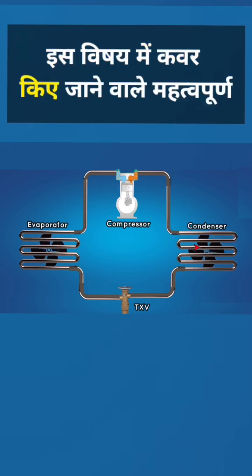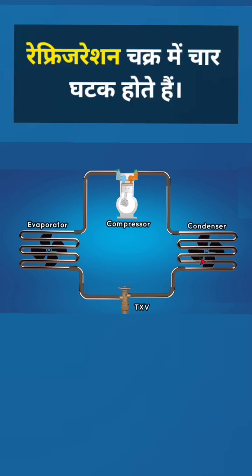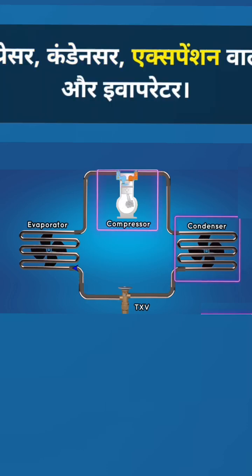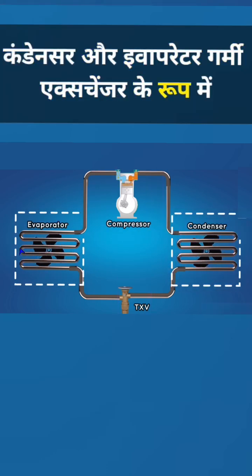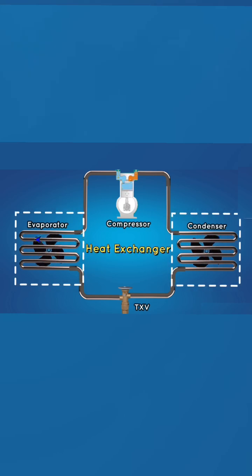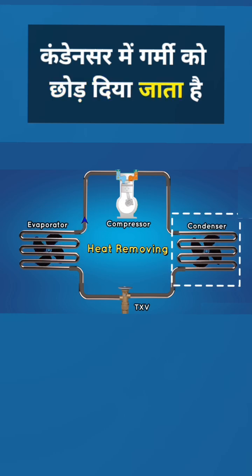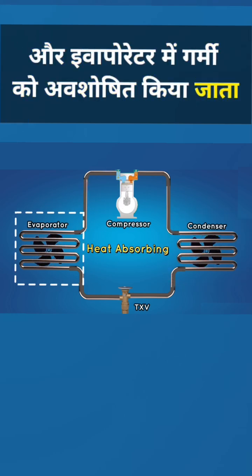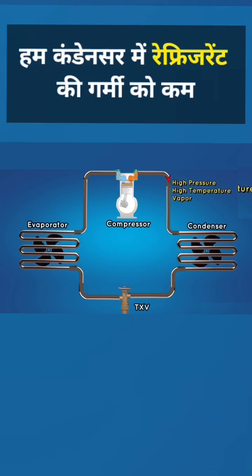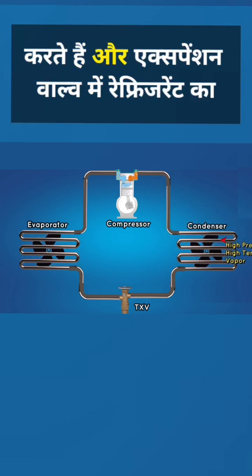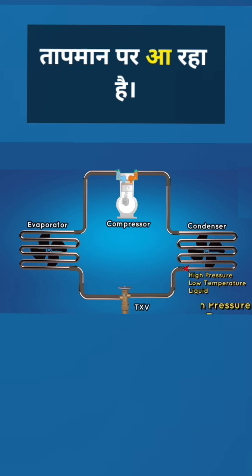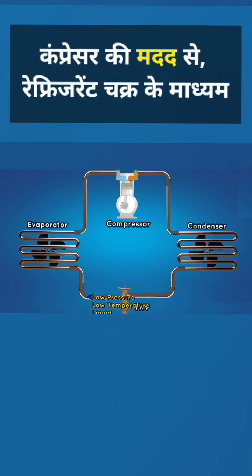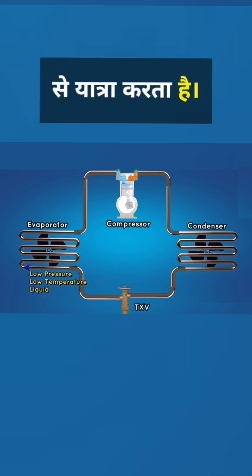Important points that can be covered in this topic are: there are 4 components in the refrigeration cycle: compressor, condenser, expansion valve, and evaporator. Condenser and evaporator work as heat exchangers. Heat is rejected in the condenser, and heat is absorbed in the evaporator. We reduce the heat of the refrigerant in the condenser, and the pressure of the refrigerant in the expansion valve, which is coming from the compressor at high pressure and high temperature. With the help of the compressor, the refrigerant travels through the cycle.